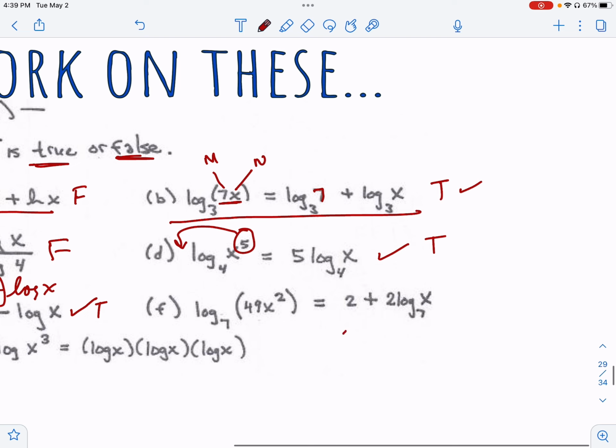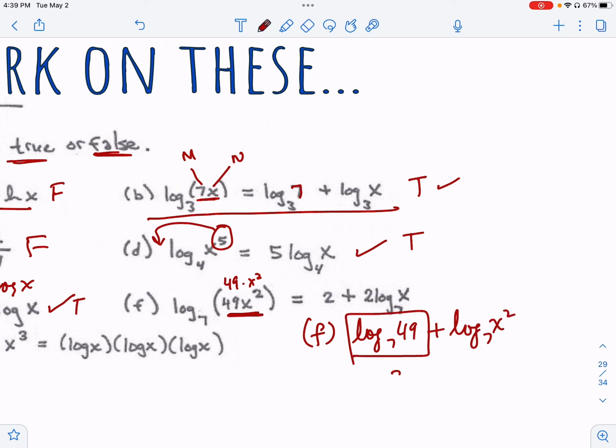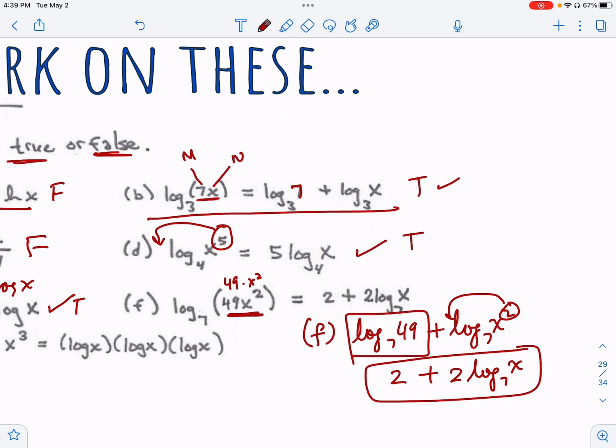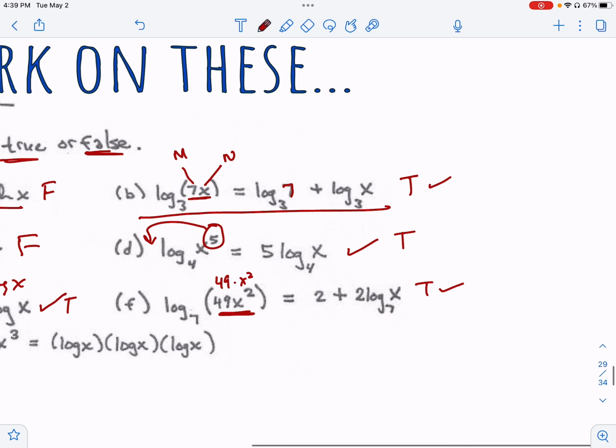If I were working on F, this is also a product. It's a product of 49 and x squared, so I should be able to apply the product property: log of 49 base 7 plus log of x squared base 7. Now log of 49 base 7 is simply 2, because 7 to the second power is 49, so that works. Plus, this 2 can be brought down here to 2 log x base 7. And it can be expanded like this, and that's exactly what they had. So this is true, it works.